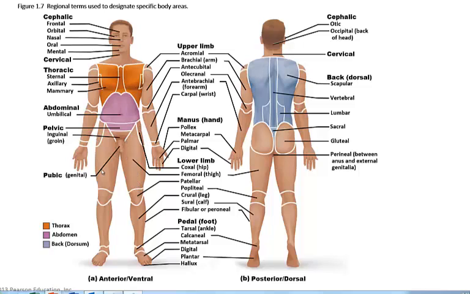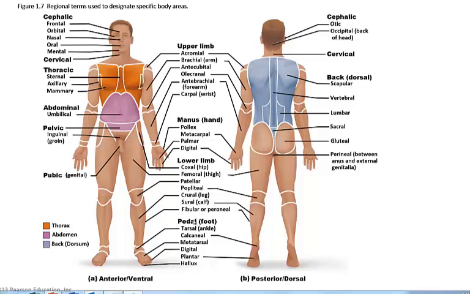Our thighs, front and back, because we have the femur there, it's called the femoral region. The front of our knees are called the patellar region because the patella is there. But the back is called the popliteal region. The front of our calf is called the crural region, where the back is called the sural, and the side is called the fibular region because the fibula is here, or the peroneal region, whichever you want to call it.